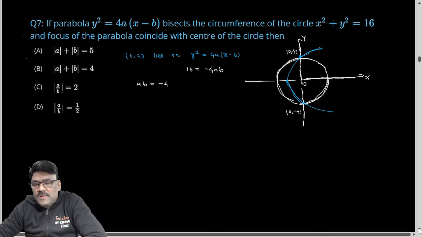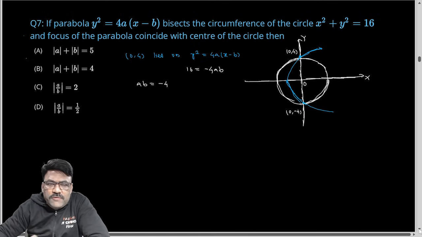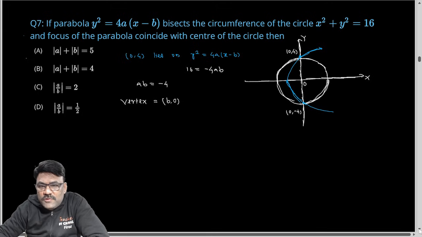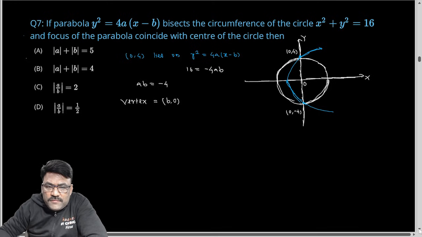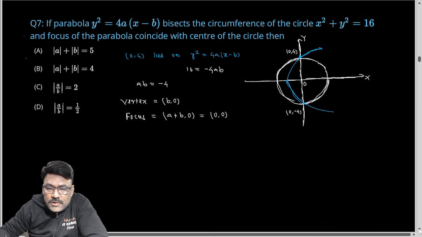One more thing is given. The focus of this parabola is origin. And what will be the focus of the parabola? See, vertex of the parabola is (b, 0). And the distance between vertex and focus is a. The focus will be at a distance of a unit from (b, 0). The focus will be (a plus b, 0). And they are saying that this focus is at the origin. So hence a plus b must be 0. b must be minus a.